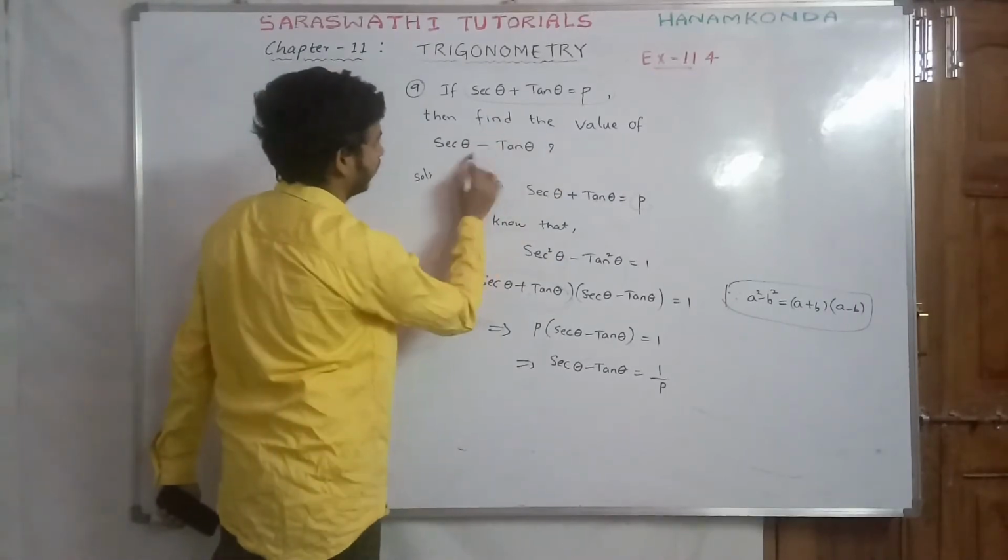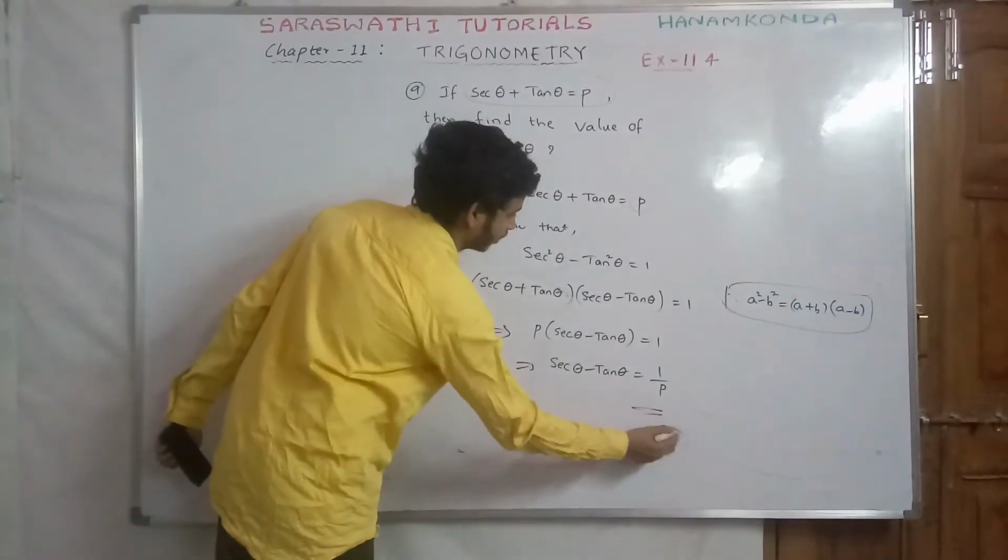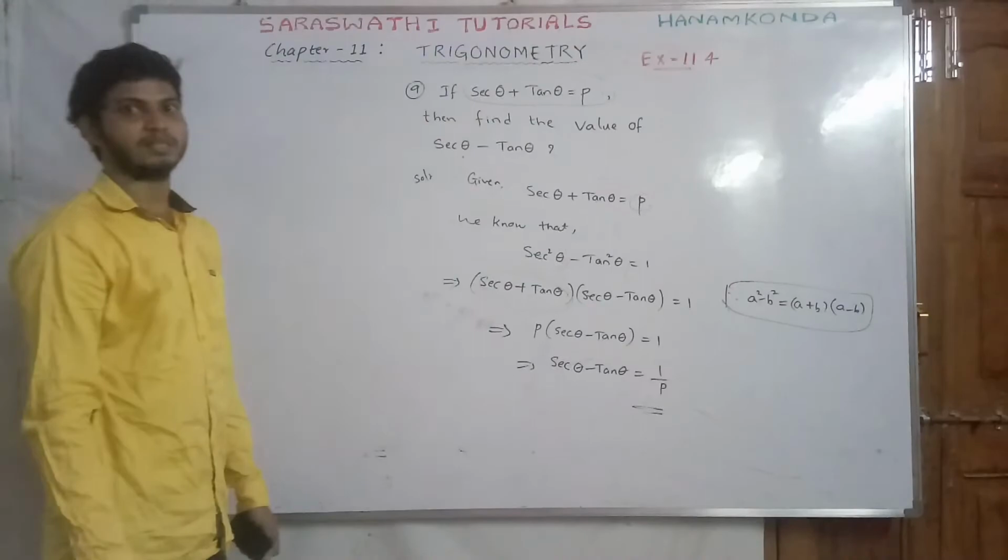So it is asked to find the value of sec theta minus tan theta. So sec theta minus tan theta value is 1 by p. This is the answer. We shall discuss the next question.